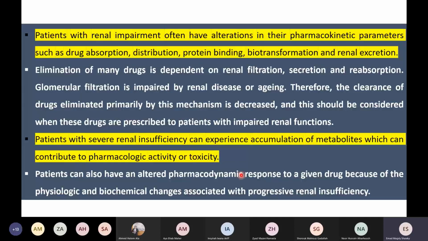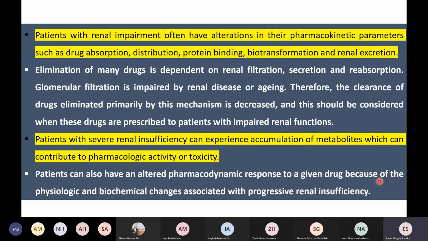Patients also have an altered pharmacodynamic response to a given drug because of the physiologic and biochemical changes associated with progressive renal insufficiency. So it is not only the pharmacokinetics, not only the absorption and the excretion. The way the body responds to the drug is also changing, because chronic kidney disease is a multi-system disease, and it affects homeostasis, and it affects the environment for the action of all enzymes and all hormones. So it is not that simple to prescribe a drug for chronic kidney disease patients.